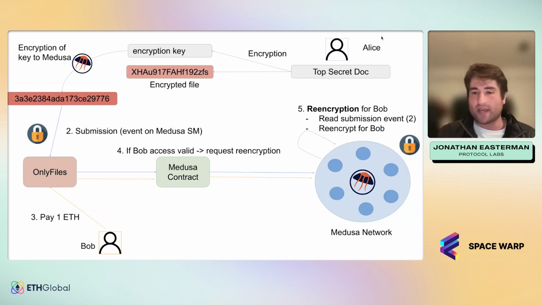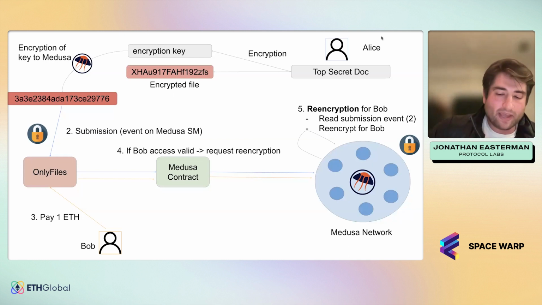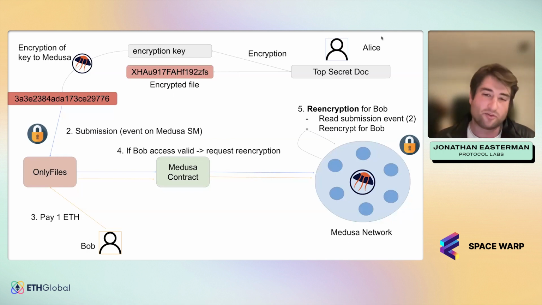And the Medusa nodes are all going to receive this event at some point, and they're going to start this re-encryption protocol. And as soon as a majority of the nodes have also done some validations on that request, and decided to run it, they're going to gossip between one another to send their partial result. And as soon as one of them receives enough partial results of this re-encryption, they will be able to aggregate that into a fully re-encrypted key that only Bob can read.